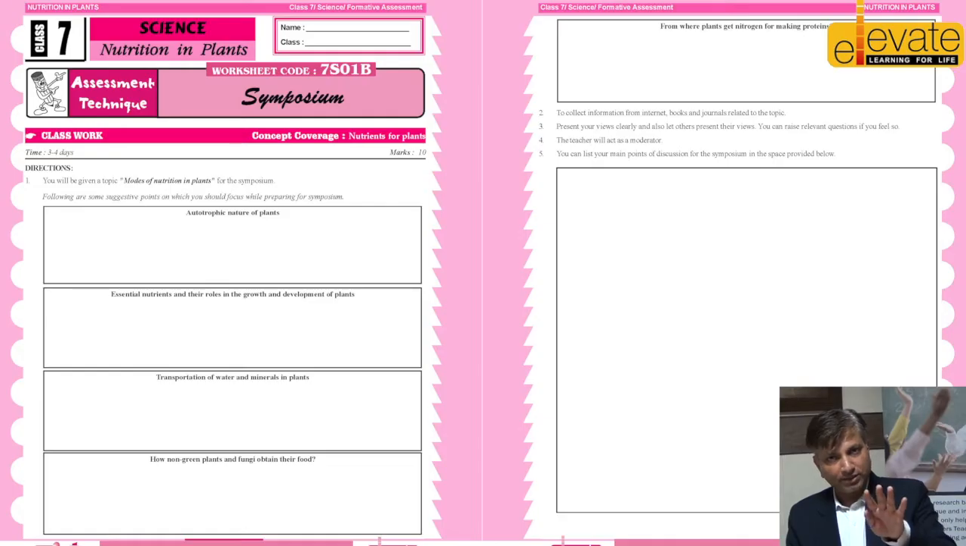The activity now we are going to discuss is symposium. The assessment technique is symposium. This is something like speaking skills. When we learn some language, there are 4 skills. 2 incoming, 2 outgoing. Incoming: listening and reading. Outgoing: speaking and writing. Here we are going to discuss in this worksheet speaking skills.